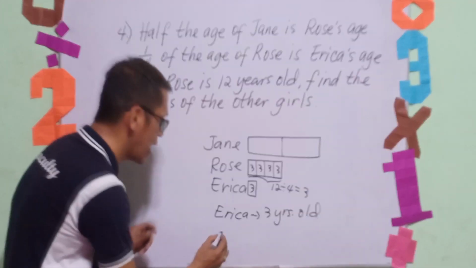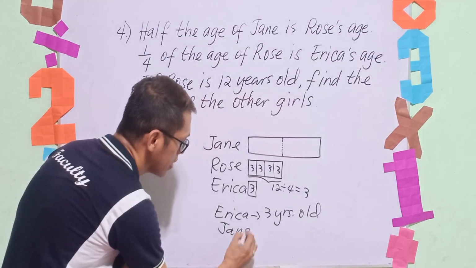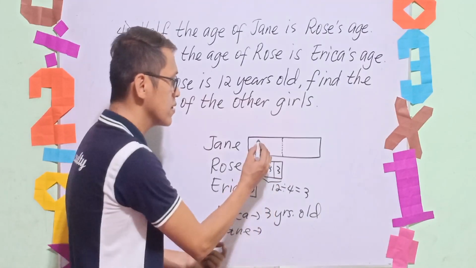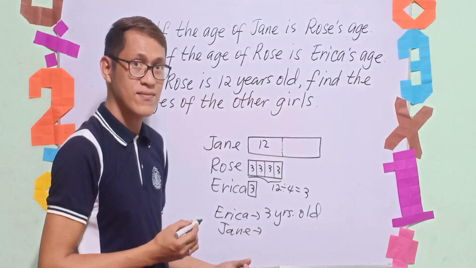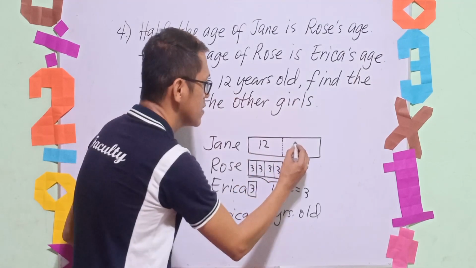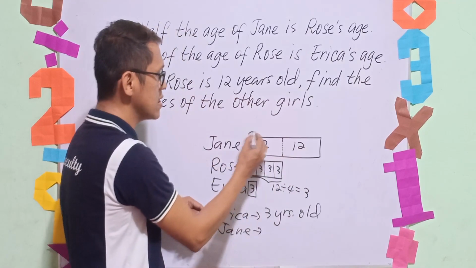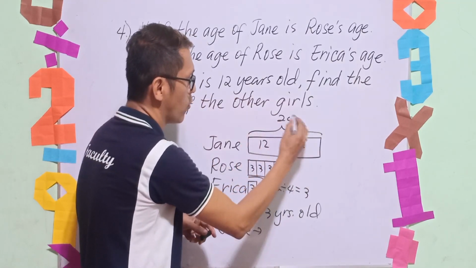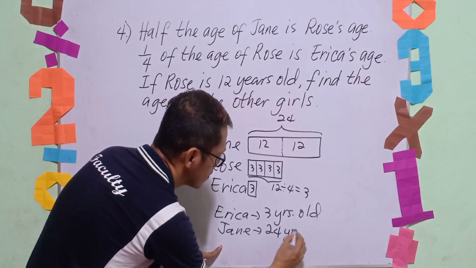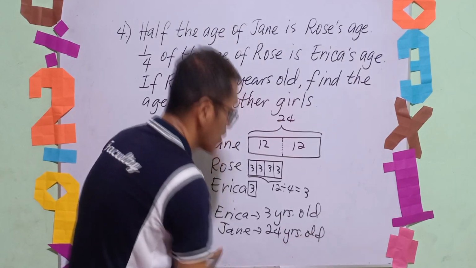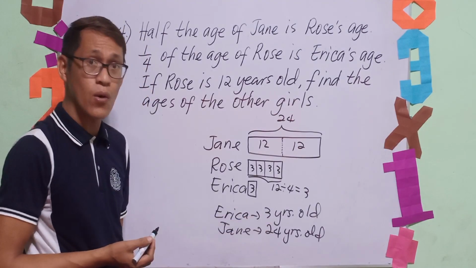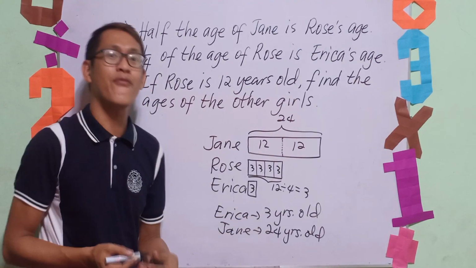What about for Jane? How old is Jane? Since Rose is 12, so this is 12, correct? Half of this is 12. So, this is also 12. So, meaning, Jane is, yes, 24 years old. So let's write 24 here. So the other two girls, their ages are Erica, 3 years old, and Jane, 24 years old.